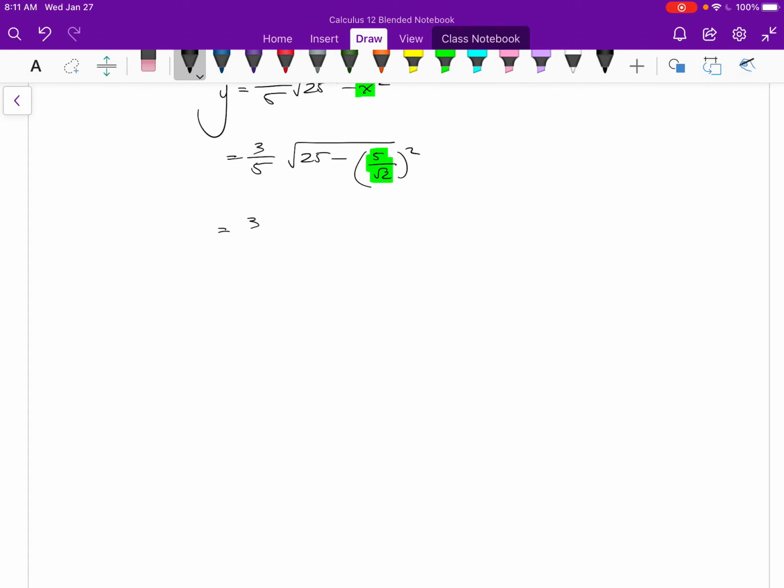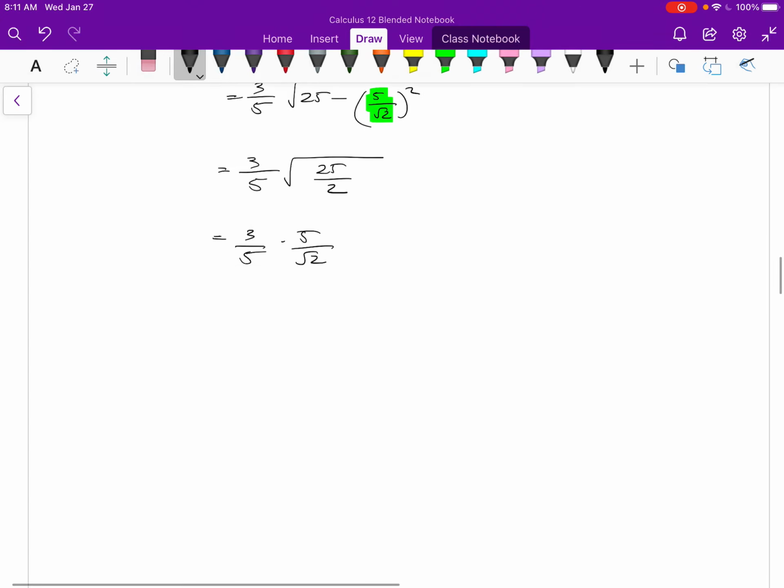At this point, clean this up a bit, we get 25 over 2 exactly inside the radical, which when you square it is the same as 3/5 times 5 over root 2. And simplify all that down, the 5's cancel out. You get 3 over root 2 is my y coordinate.